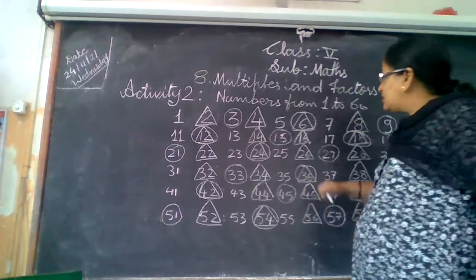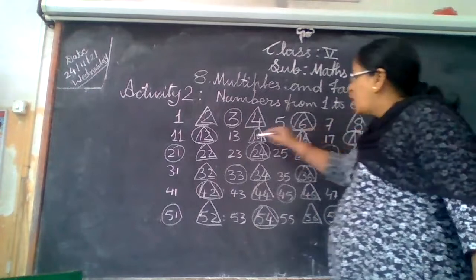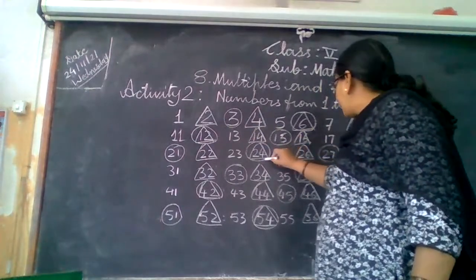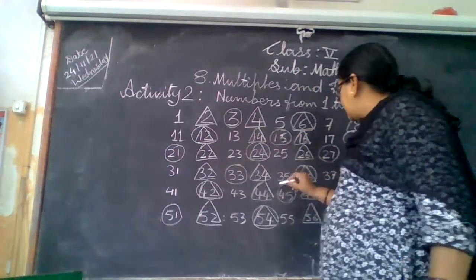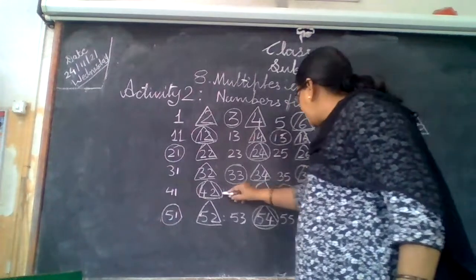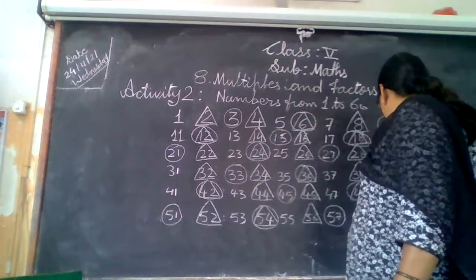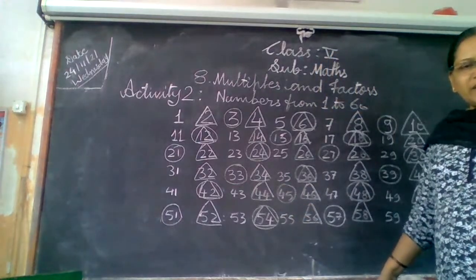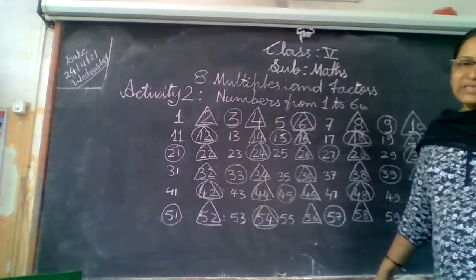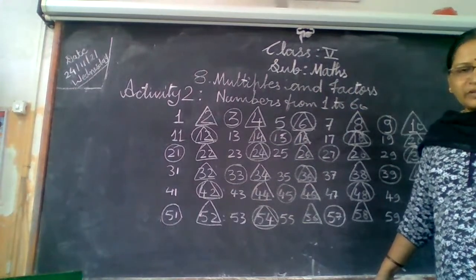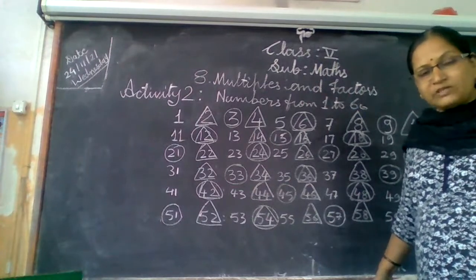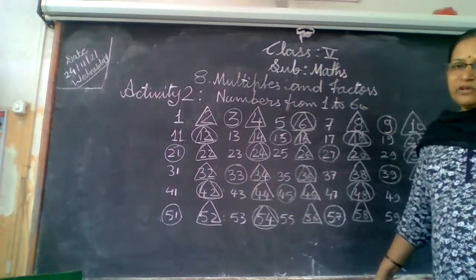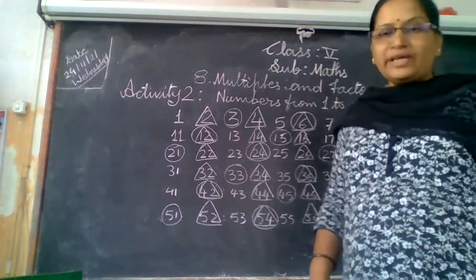But now observe these numbers, children, like 6, 12, 18, 24, 30, 36, 42, 48, 60, 54. These are the numbers having circles as well as triangles around them. That means what? They are the multiples of 2 as well as multiples of 3. And now next point, beta.